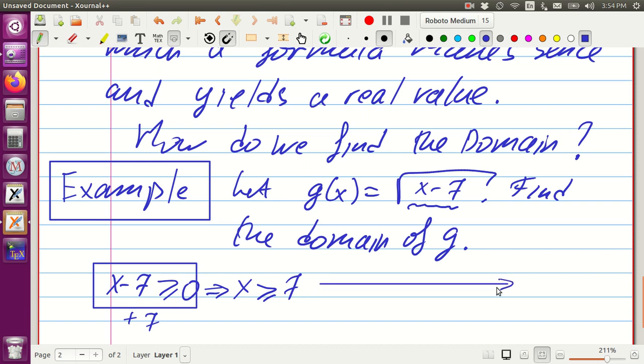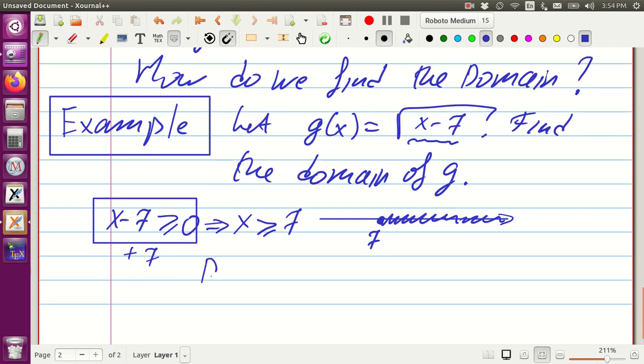So we put our real line over here. We put the value 7. We have to take everything on the right side of 7. So in interval notation, we can say that the domain of g is bracket 7. We include 7, right? 7 is fine because if we plug in 7 over here, 7 minus 7 would be 0, and the square root of 0 would be 0. So it would work. So from 7 to positive infinity, and for infinity we always use parentheses.